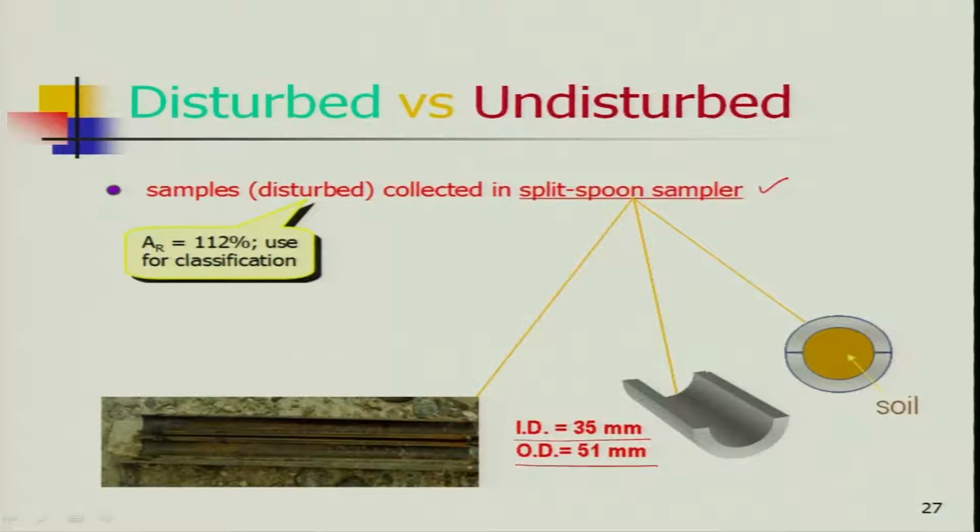You cannot use this sample for measurement of engineering properties, particularly phi and Cu, in your laboratory like triaxial or consolidation tests, no. It will be done only for classification. Look at here, soil samples collected in the split spoon sampler, this is your split spoon sampler, it has been opened, you can connect it. The area ratio is 112% and soil samples collected, so it is used for classification, not for engineering properties.